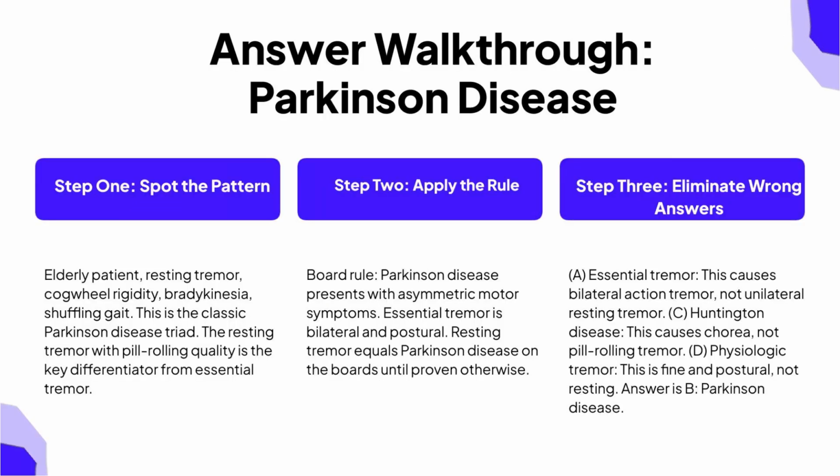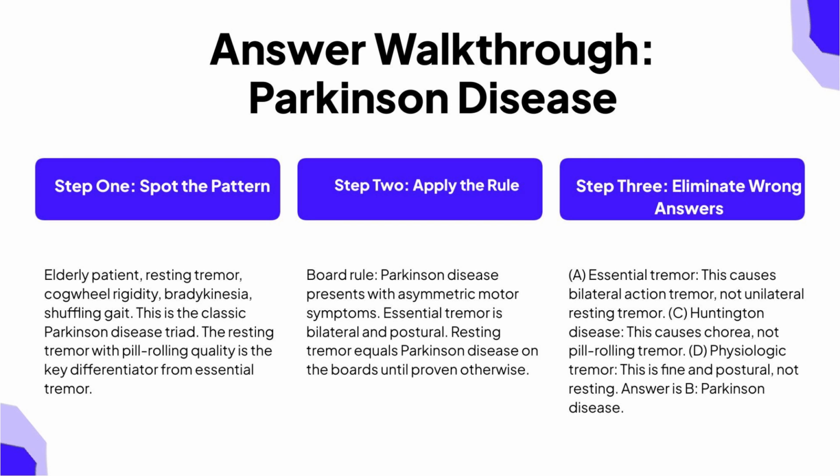Let us walk through this answer together. Step 1, spot the pattern. We have an elderly patient with a resting tremor, cogwheel rigidity, bradykinesia, and a shuffling gait. This is the classic Parkinson's disease triad. The resting tremor with pill-rolling quality is the key differentiator from essential tremor.